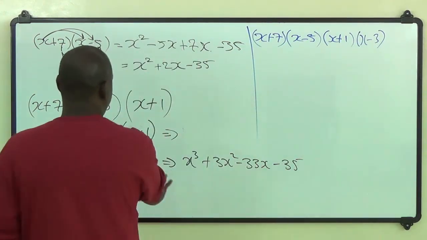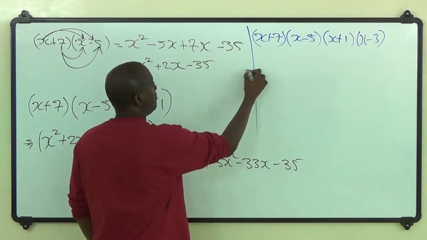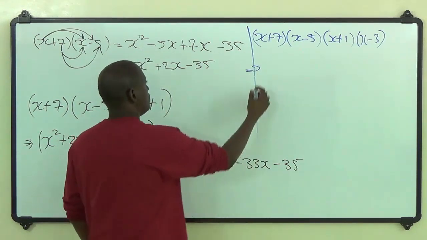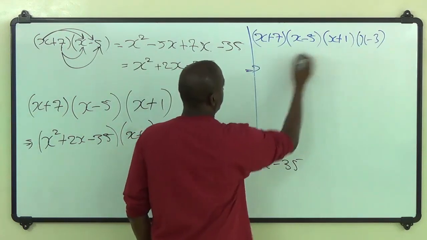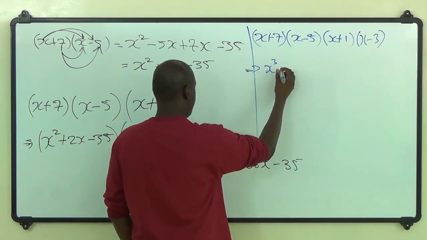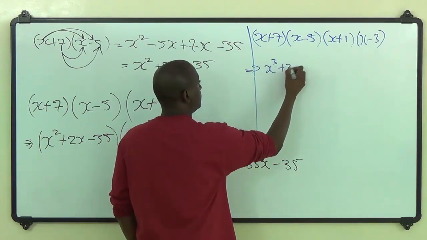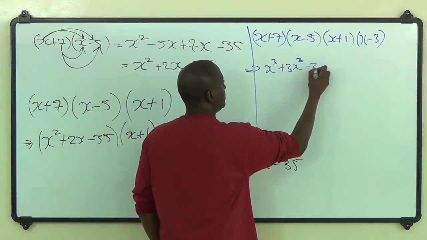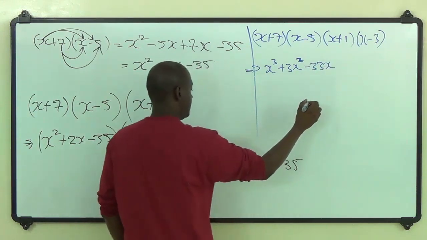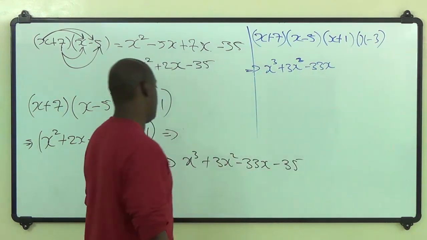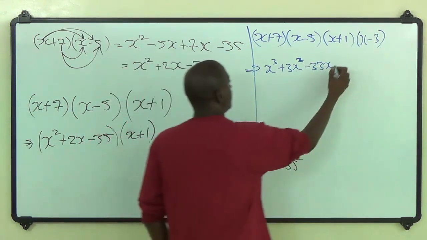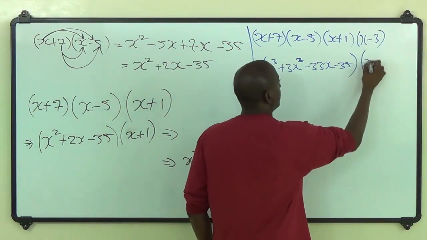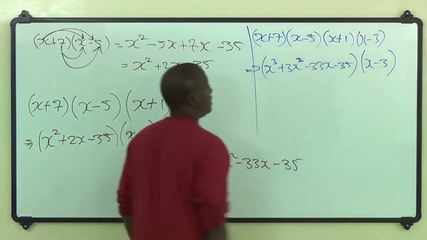So using what we already have on the board here, let's see. We already have this, right? So you'll have x cubed plus 3x squared minus 33x minus 35 in brackets by x minus 3.